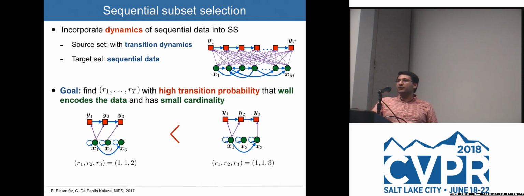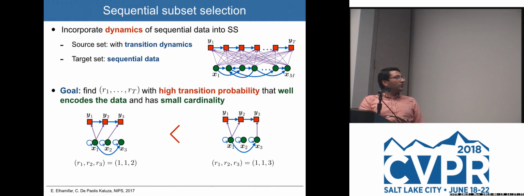So let's see this through a toy example. Look at y1, y2, yt as my target set, and x1, x2, x3 with this particular transition probability between them. If I take the sequence of assignments r1, r2, r3 to be 1, 1, 2, which means that y1 is assigned to x1, y2 is assigned to x1, and y3 is assigned to x2, then there is no transition in my sequence. I have a transition from 1 to 1, but I don't have a transition from 1 to 2, right? So that's something that I ideally don't want to select.